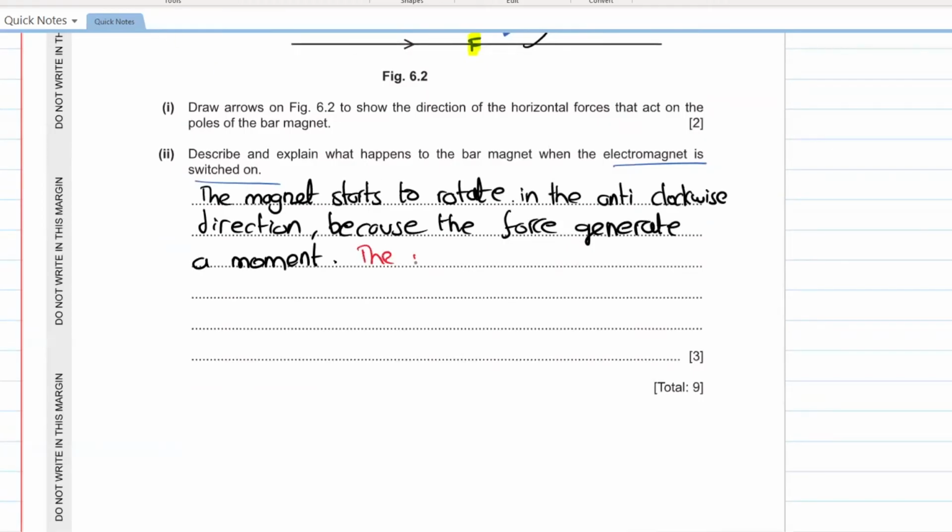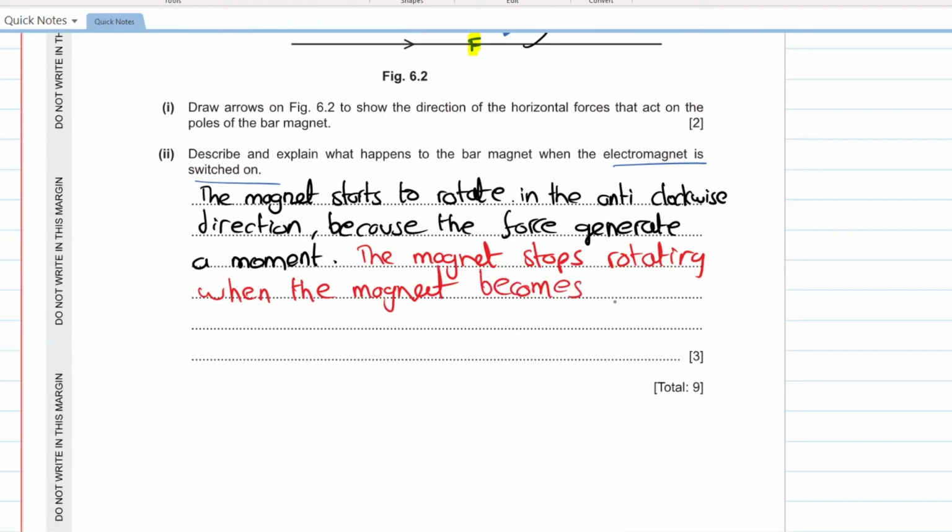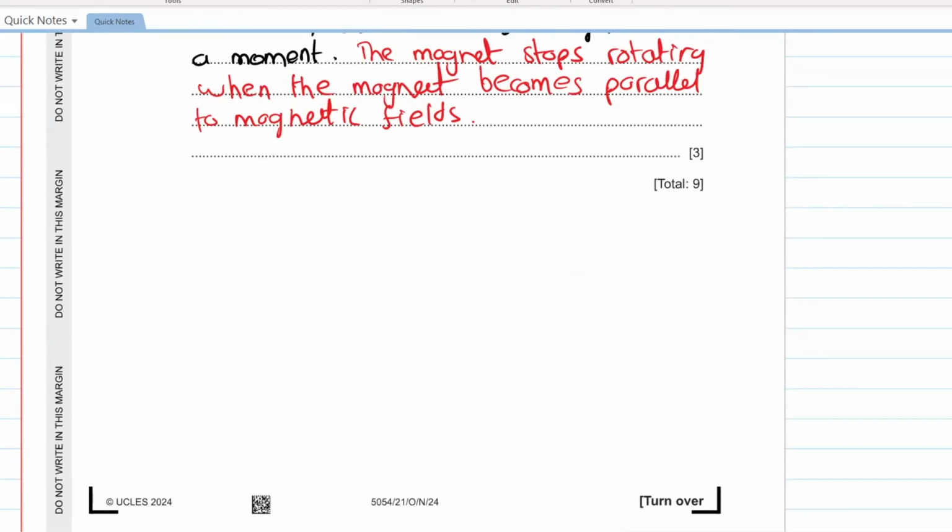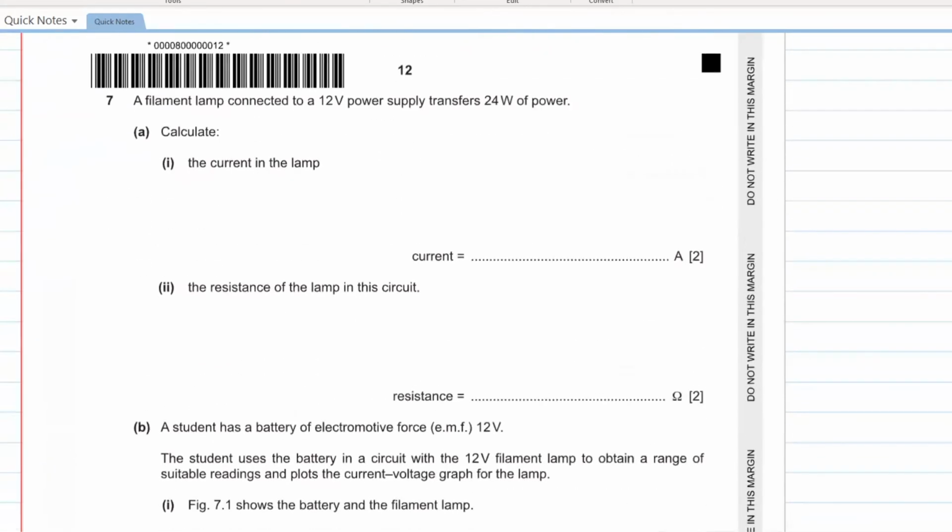The magnet stops rotating when the magnet becomes parallel to the magnetic field lines. Simple. Now let's move on to your favorite topic, that is electricity.